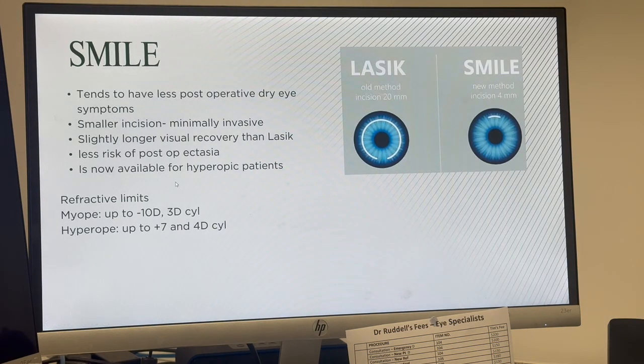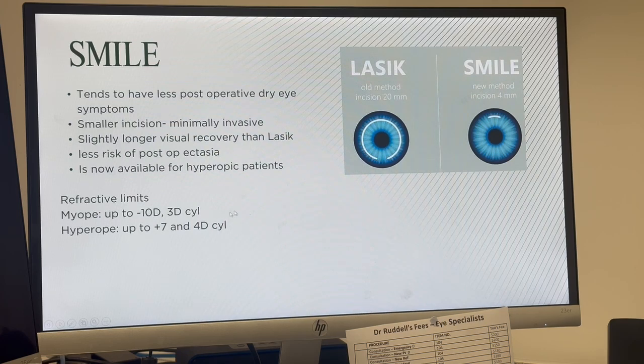So just briefly touching on SMILE, you can see here that the LASIK flap is quite large. We've got about a 20 millimeter incision there in comparison to SMILE, which is about a 4 millimeter incision. SMILE tends to have a bit less post-op dry eye symptoms. If you are worried about post-op dry eye in a particular patient, it is a little bit more minimally invasive than LASIK. It has a little bit more of a minimal risk of things like post-op ectasia.